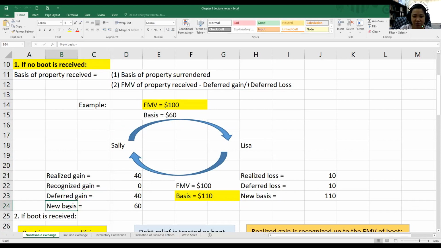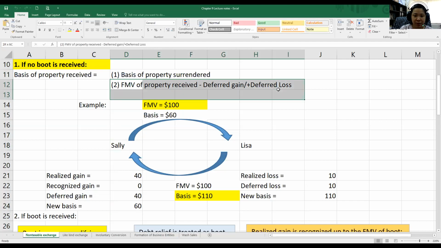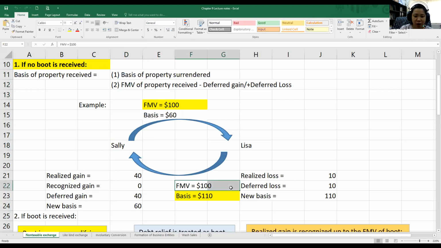Now, how do we find the new basis? Let's look at the formula here. The new basis will be equal to the basis of the property surrendered. The property that Sally surrendered has a basis of 60. Or, with the other formula, it will be the fair market value of the property received minus any deferred gain. The fair market value that Sally received is 100, and then we subtract the deferred gain of 40, and that gives us a new basis of 60.